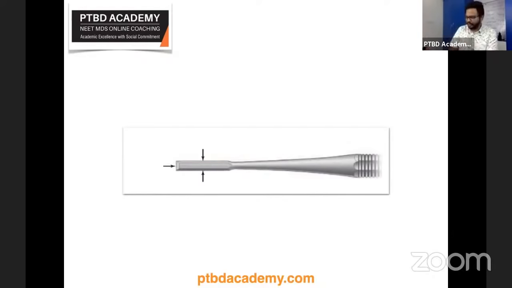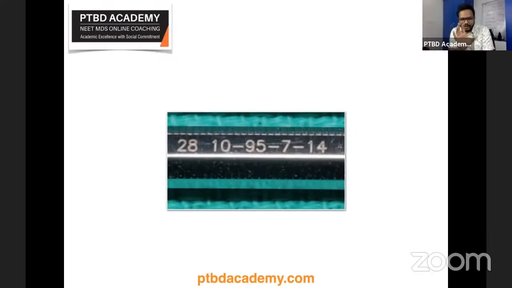Isn't that obvious? Good. Now, you can see an instrument formula with various numbers: 2, 8, 28, 10, 95, 7, 14. In fact, we discussed the same in the previous slide. So what does each number represent? What does 10 indicate? What does 95 indicate? What do 7 and 14 indicate? Identify this instrument based on the given instrument formula. And also, what is that number 28? I've asked you so many questions in a single slide, but I'm sure you will be able to answer all of them, right?